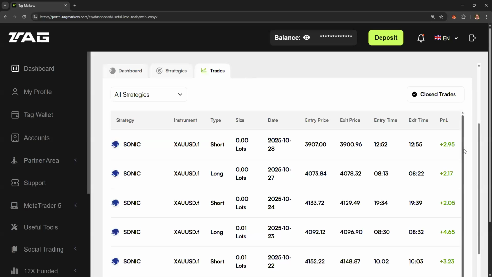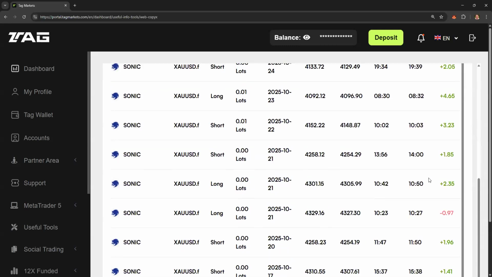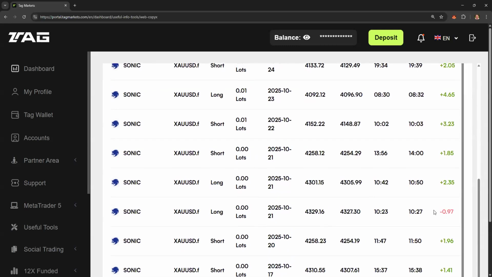So you can see 28th had a gain in trade, 27th gain in trade. Bear in mind it didn't trade at the weekend. 25th and 6th. Gain in trade, then a gain in trade, then a gain in trade, then a gain in trade. I think you get the idea where I'm going here. There was a small losing trade there.